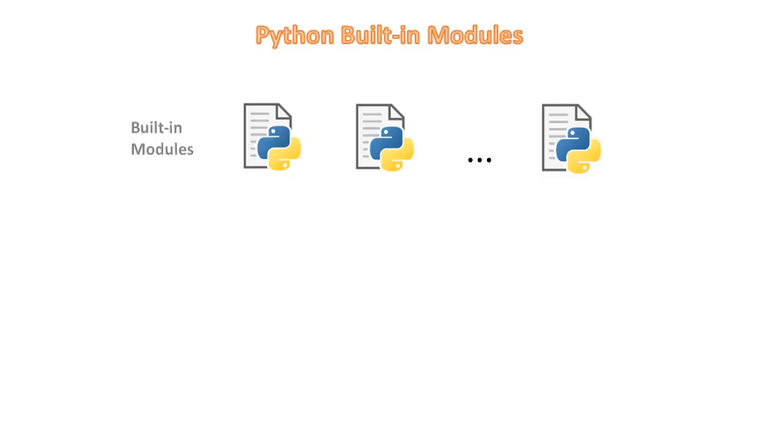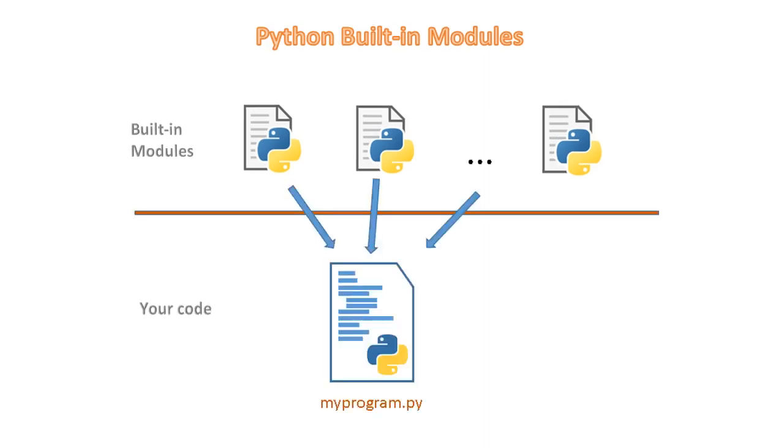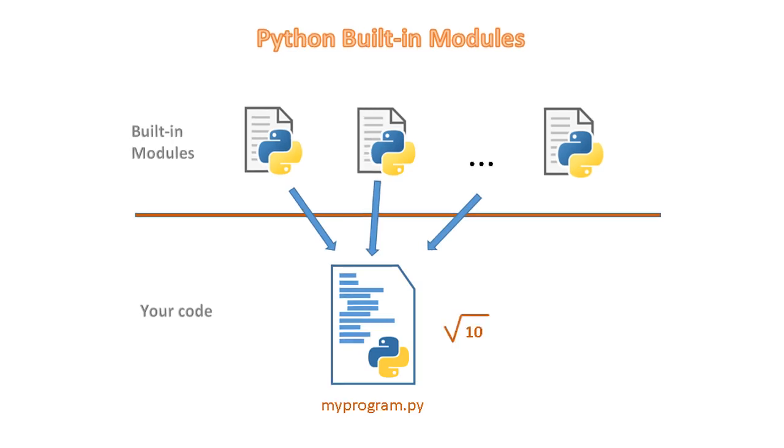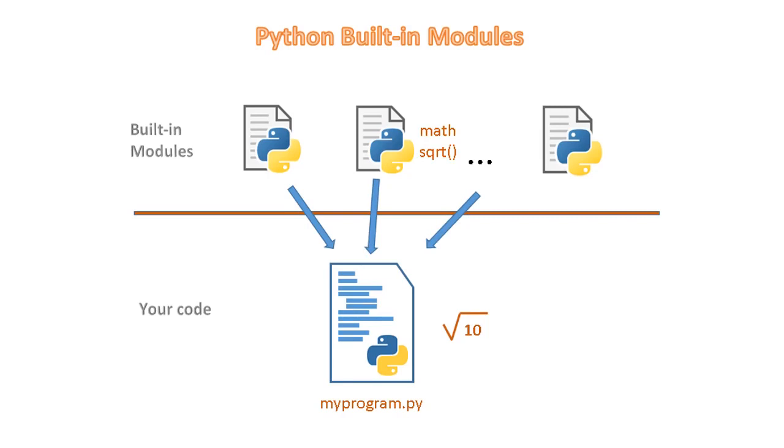Python built-in modules are the reusable code available in Python runtime environment. We just need to use it in our program. For example, suppose that I want to find square root of a number, let's say square root of 10. I don't need to write code from the ground up. I can just use sqrt function available in math module, which is a built-in module. Let's see this in detail.